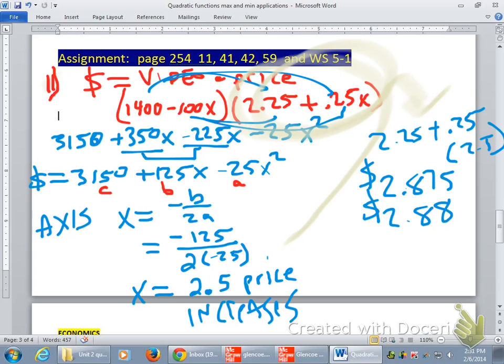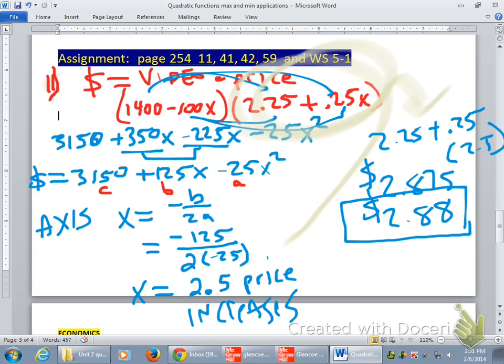So the original question said, what price should they charge? Well, it'll be $2.88. Did they ask me for what the maximum profit is? No. Okay, they didn't. So I'm actually done for this problem.